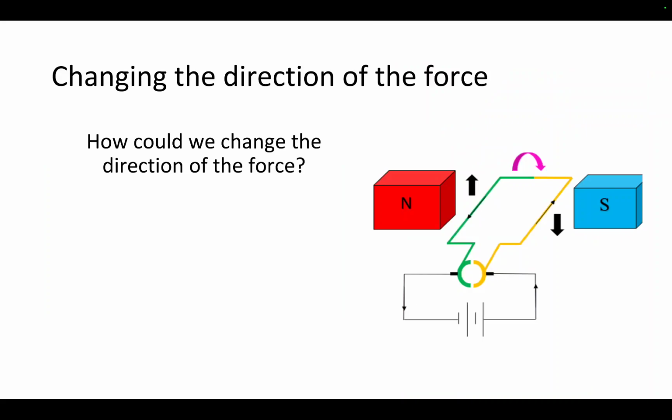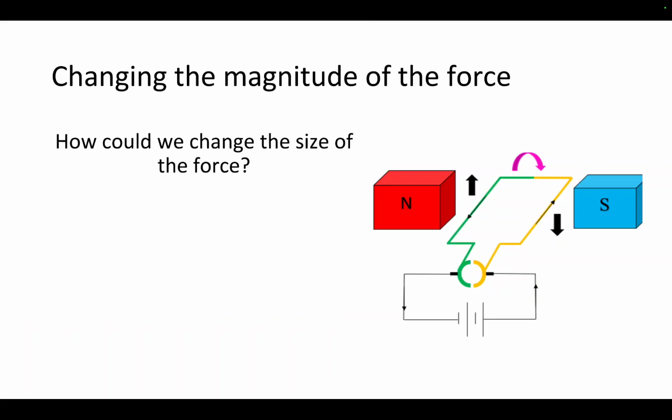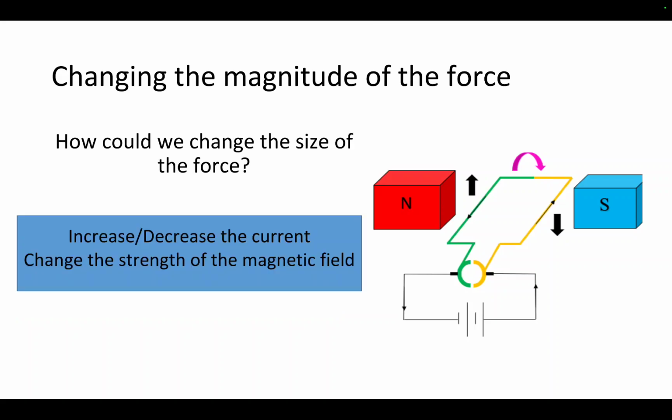Right, so changing the direction of the force. How do you think we could change the direction of the force? Could do two things: change the direction of the current, so that'd be as simple as switching the battery or power supply around, or we could swap the poles of the magnets. Alright, let's move on. How about the magnitude of the force? Should be straightforward. So how do we change the size of the force? We could increase or decrease the current, or we could simply use a different magnet, either increase or decrease the magnetic field strength.